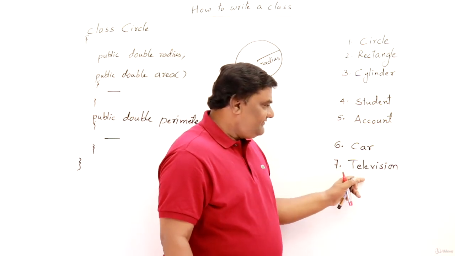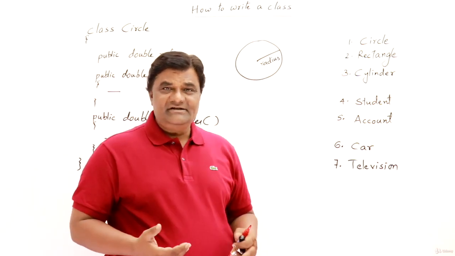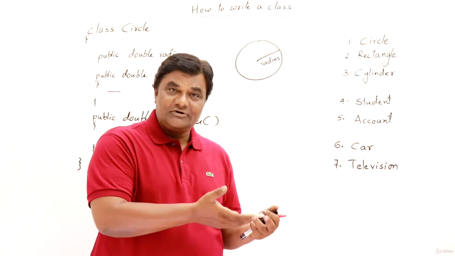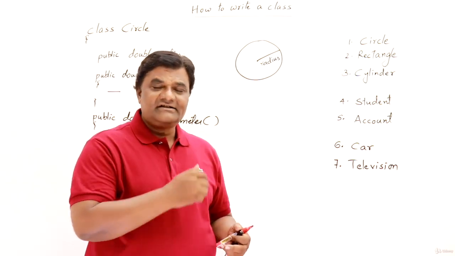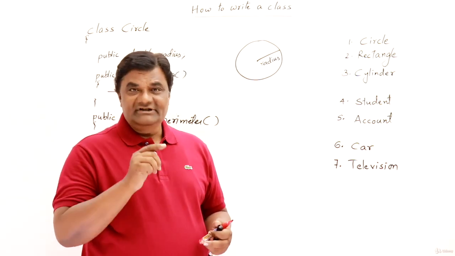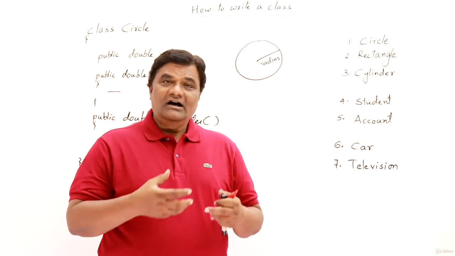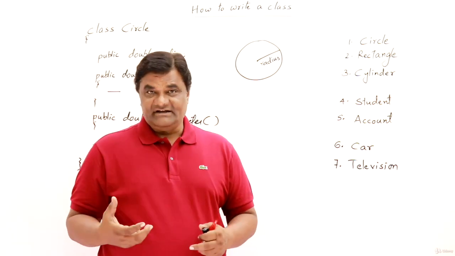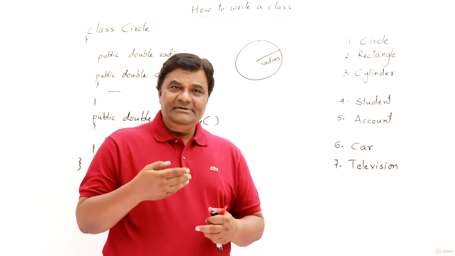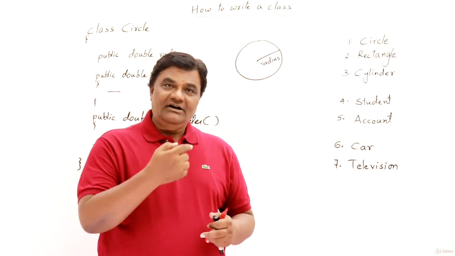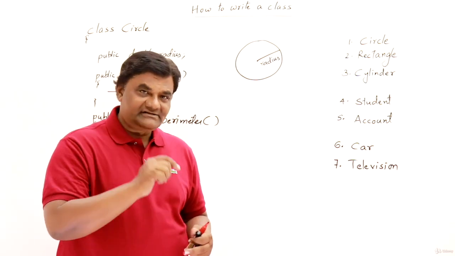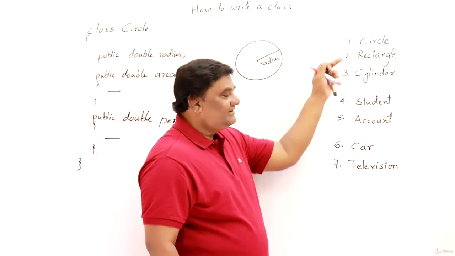And this car and television belong to other engineering streams, which I have taken as examples of objects only. So let us write the classes for them. For these objects, let us write classes. With this, we'll get some idea how to define classes for objects. If any task is given, it becomes simple and easy for you after this practice. So let us start. First one, a circle.